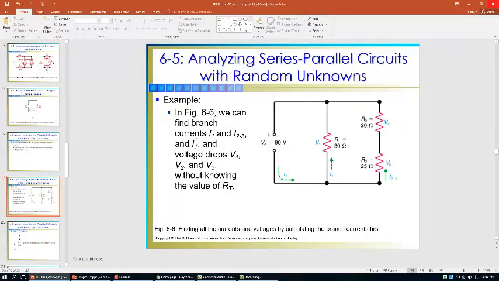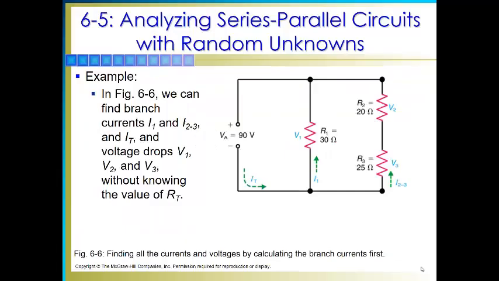And now let's take a look at this second example. Another example here. All right, so on this one we have a circuit that has 2 branches in parallel, right? This branch is in parallel with this other branch right here. The source is 90 volts. It's a total voltage or applied voltage of 90 volts.